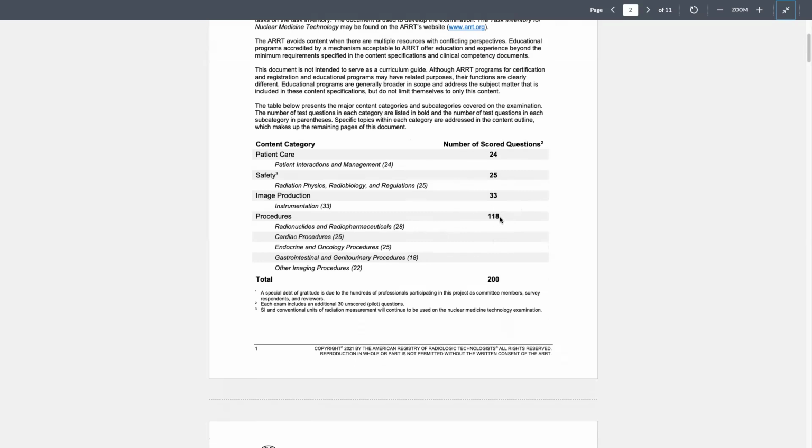The vast majority of questions comes from procedures. That's your radionuclides and radiopharmaceuticals. That's your cardiac procedures, endocrine and oncology procedures, GI, and other imaging procedures, your bone, your HIDA. So all of the procedures we do, the vast majority of your questions are going to come from that. Then you've got 33 questions from image production. That's your instrumentation and physics stuff. Safety also gets into your physics, right? So radiation physics, radiobiology, regulations, that's all in safety. 25 questions there. And then patient care and interaction, 24 questions there.